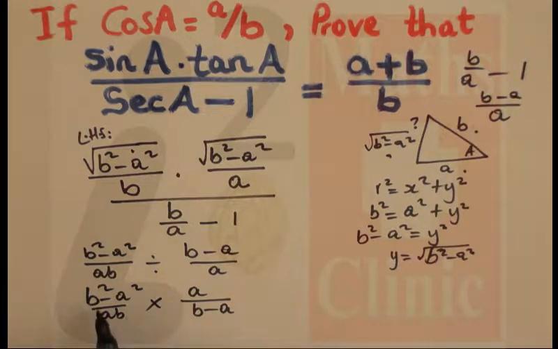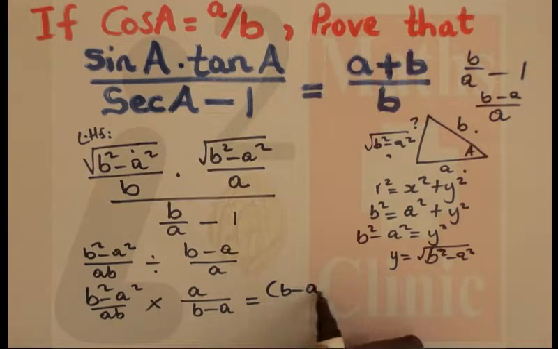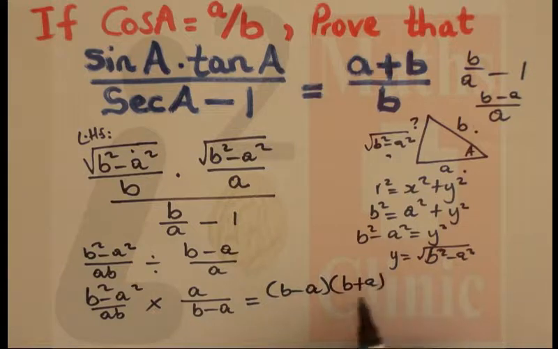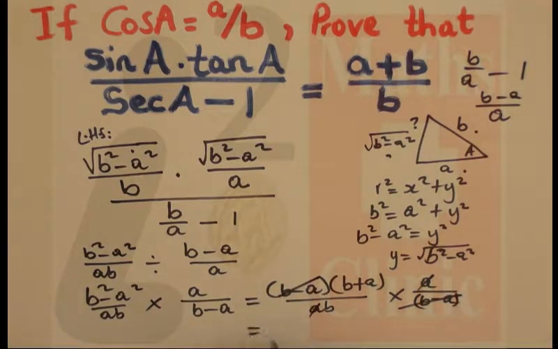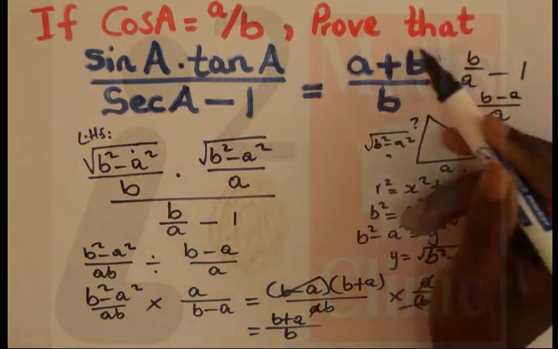Okay, and then we factorize the numerator, B squared minus A squared, using the difference of two squares. So this is B minus A times B plus A all over AB, times A over B minus A. Okay, the A cancels with the A, and the B minus A cancels with the B minus A. So we get B plus A over B, which is exactly the same thing.